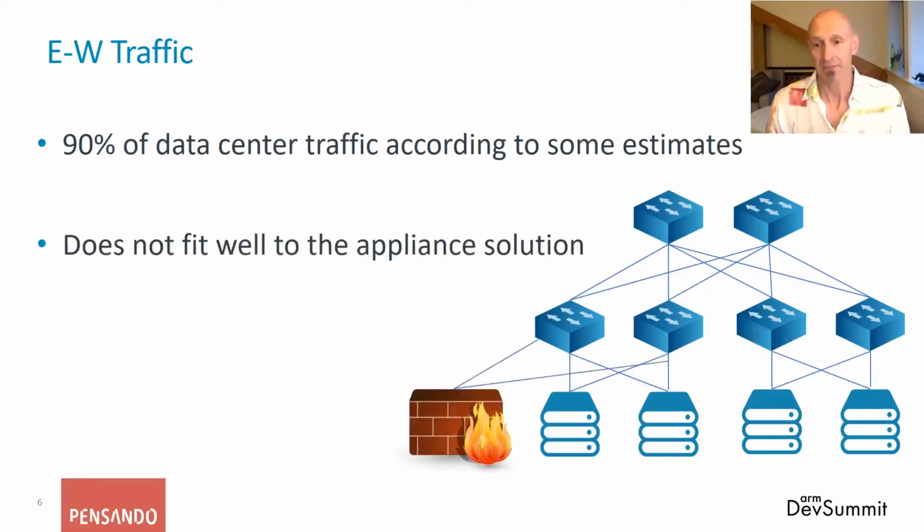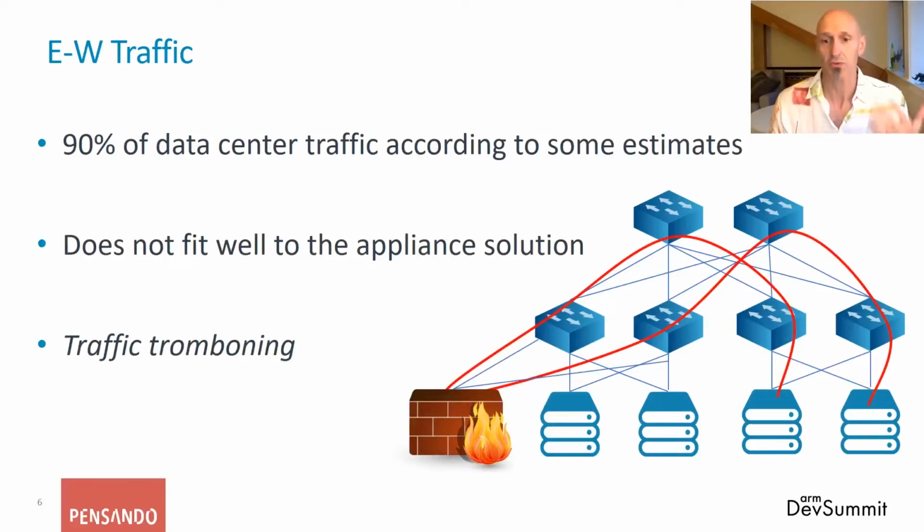And this kind of traffic doesn't fit well to the solution based on an appliance, because we would need to route that traffic through the appliance so that the appliance can offer the service that we want to have in the data center. And this has implications in how we route the traffic, and we create what is called traffic tromboning. We have traffic that goes between two servers that are topologically quite close, and we need to have it go through the whole data center network to the appliance and back, with this shape that reminds a little bit of the shape of a trombone.